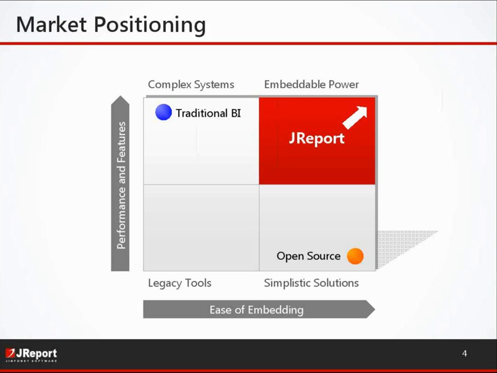So where do we fall in? JReport offers the best of both worlds. We provide the full power of a traditional BI platform with the ease of embedding of open source tools, since the entire UI is provided to you in the form of JSP pages that you can easily embed into your host application. Even more importantly, the cost is much less than traditional BI platforms and is even less when compared to some of the commercial versions of open source products. So that's where we position ourselves in the market.